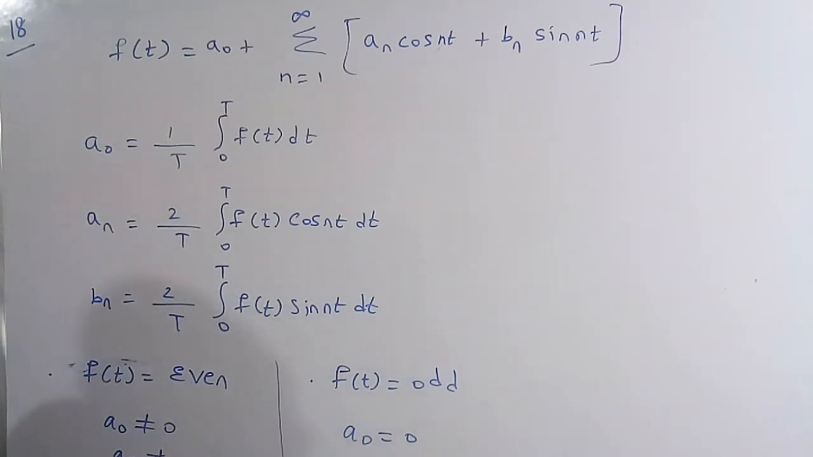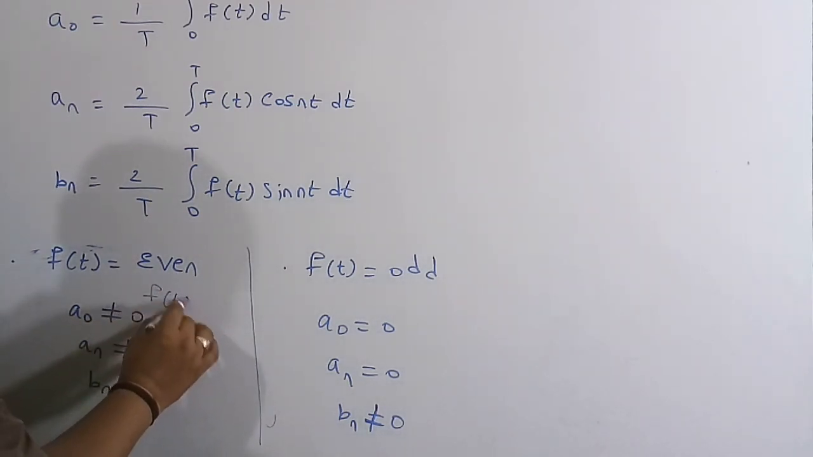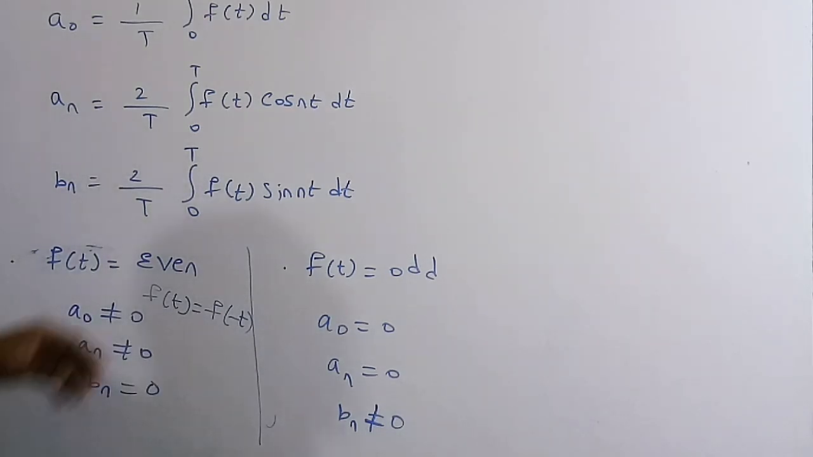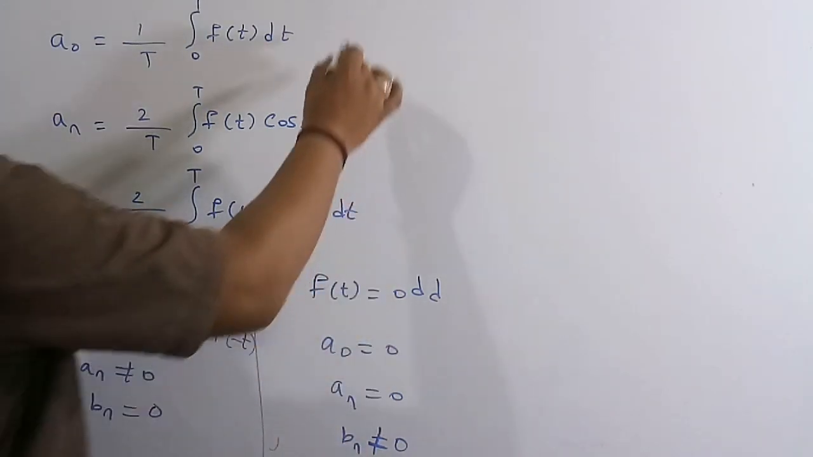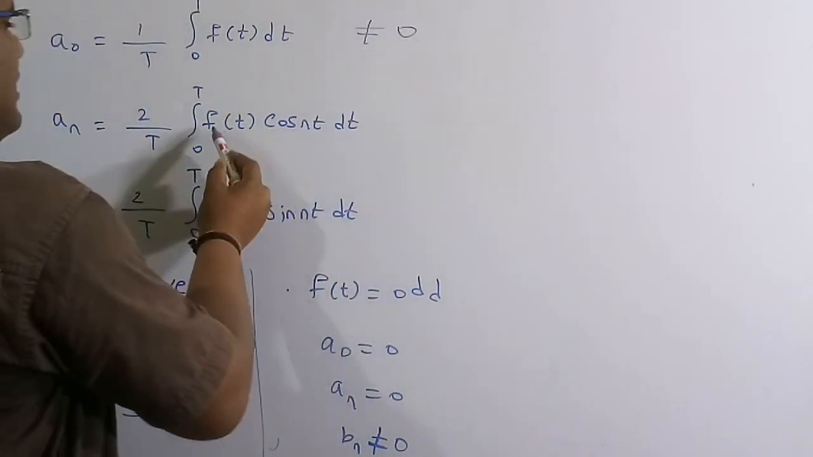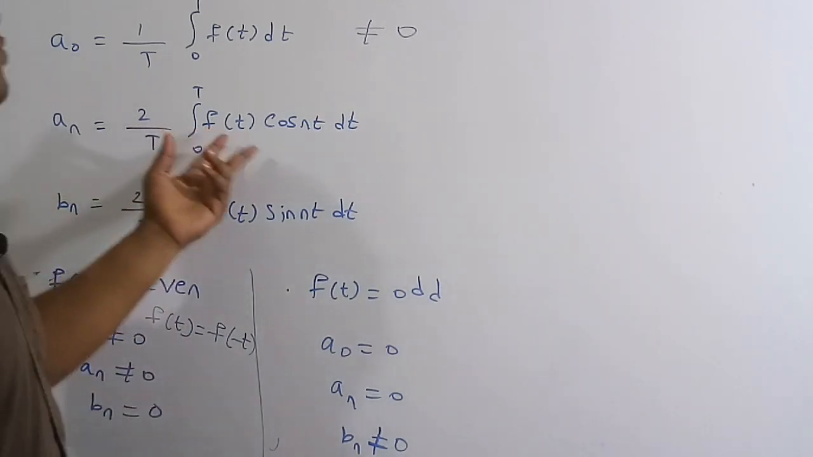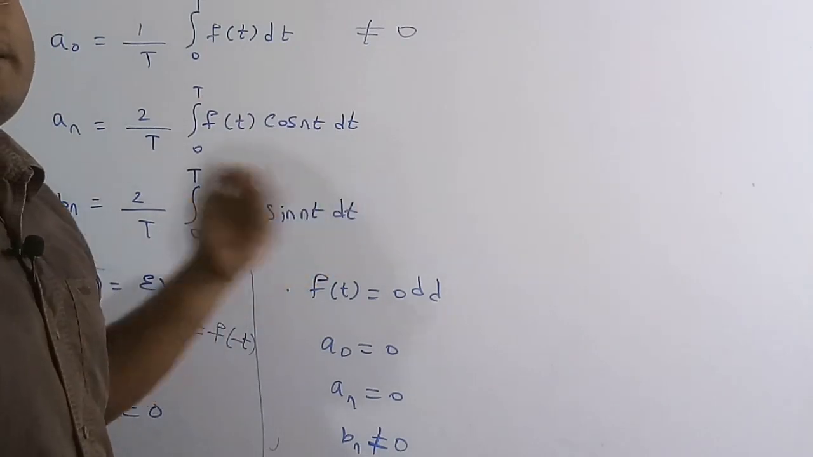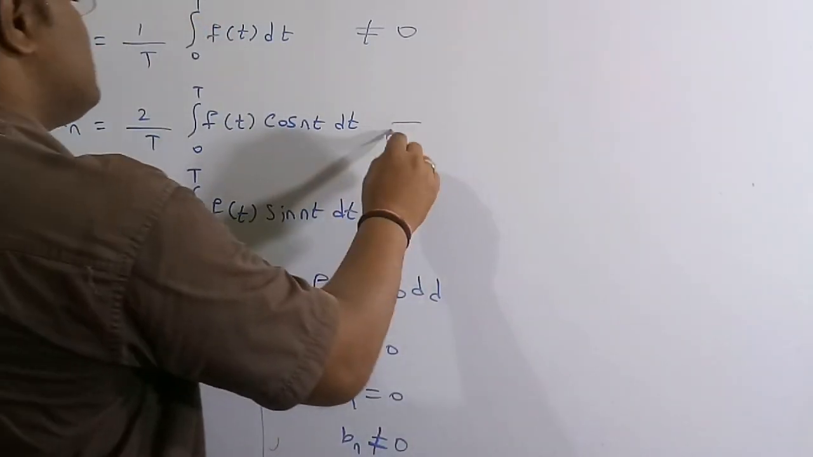Suppose f of t is an even function, that is f of t is equal to f of minus t. Then what is going to happen? Integration of an even function is not equal to 0. Similarly, f of t is even and cos is also an even function, so the product of two even functions will always be an even function. So if you take the integration of an even function, again it is not equal to 0.